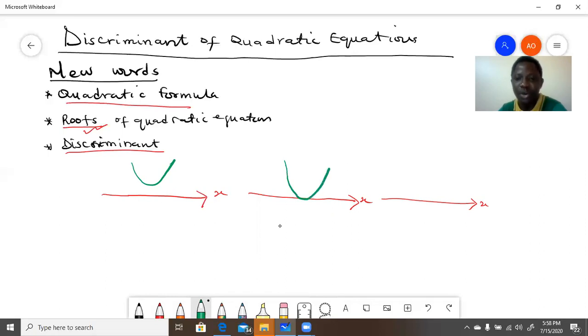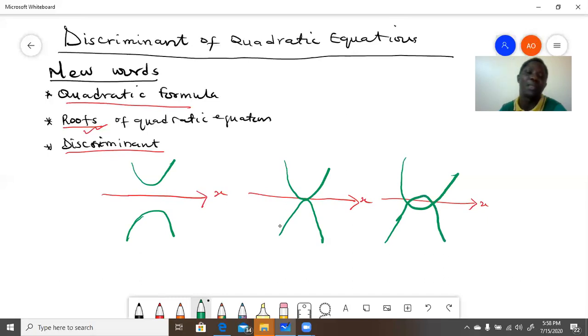Sometimes when you draw it, you have something like this. This can also be like this without touching the x-axis, or it can be like this, touching x at one place and facing downward, or it can be like this, touching x in 2 places and facing downward. So these are the possible solutions we can have.